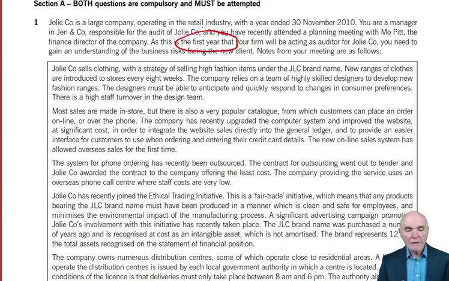Acting as auditor for Jolie & Co., you need to gain understanding of the business risk facing your client. Notes of the meeting are as follows. Jolie sells clothing with a strategy of selling high fashion items under the JLC brand. New ranges of clothes are introduced to the stores every 8 weeks. The company relies on a team of highly skilled designers to develop new fashion ranges. The designers must be able to anticipate and quickly respond to changes in consumer preferences, and there's a high staff turnover.